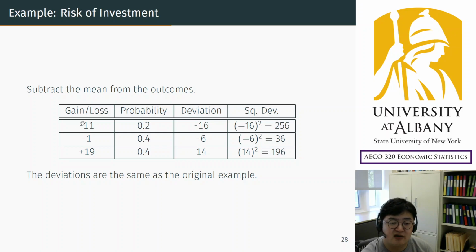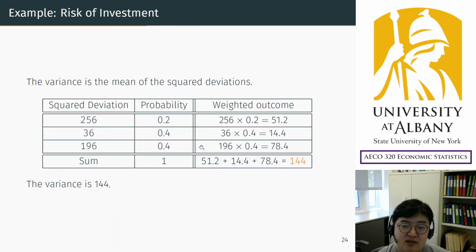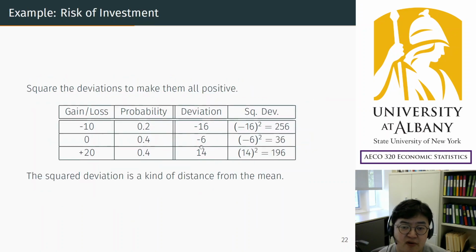So take the outcome minus the mean 5 and square them, square deviations. What I want you to note here is these numbers, deviations, are actually the same. So minus 16, minus 6, plus 14. This is the same number as you have here. This is our original example, minus 10, 0, 20. And then you get deviations like this.